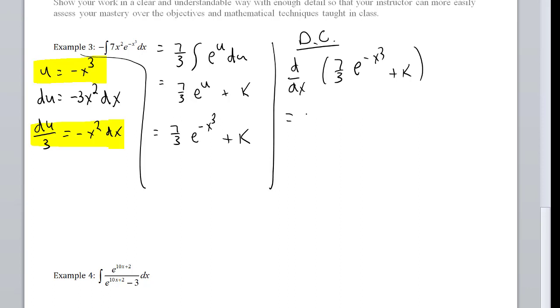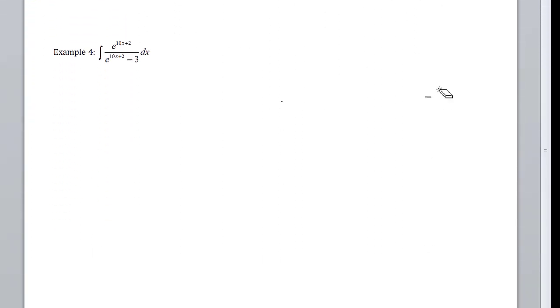Alrighty, so 7/3 coefficient goes out front. The derivative of the exponential starts off with nothing changes, the exponential. And then we have the derivative of the exponent, and only the exponent. Derivative of the constant is 0. So the 3's cancel. The negative and the 7 and x squared and e to the negative x cubed. And that's what we started with. Double check.